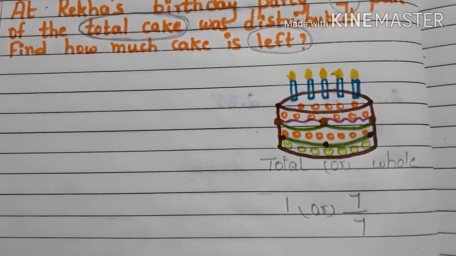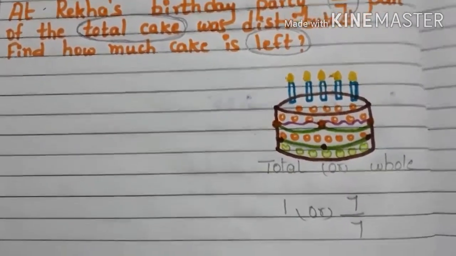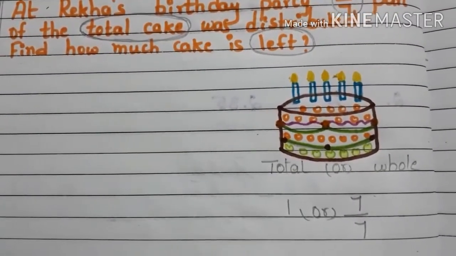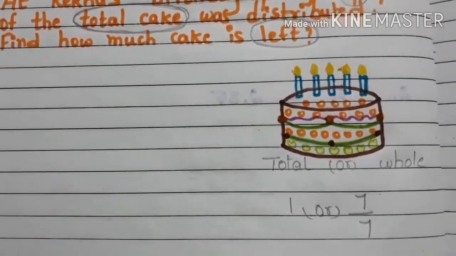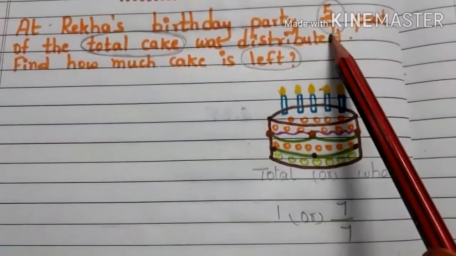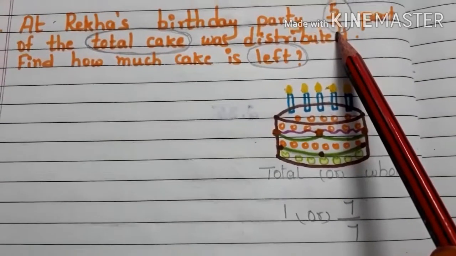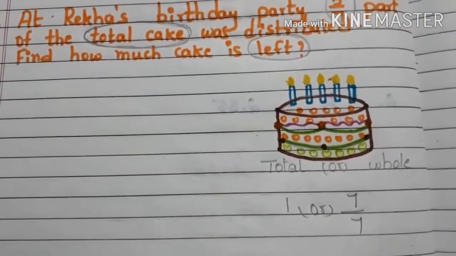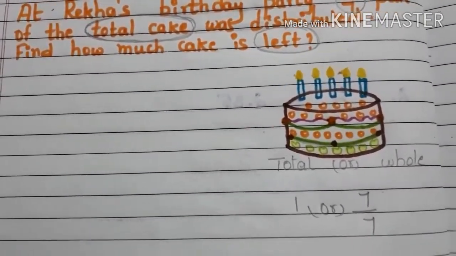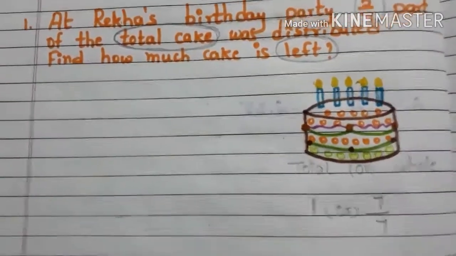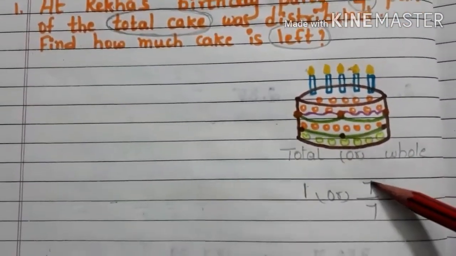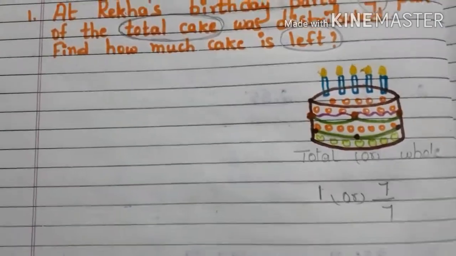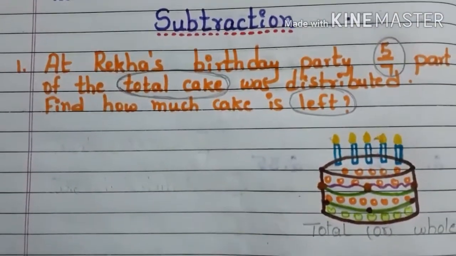First you remember the definition of the fraction. Fraction is nothing but part by whole, right? So in the denominator here 7 is there. The denominator 7 says that the total cake has 7 equal parts. So whole means 7 parts out of total 7 parts. Now let us solve the problem.